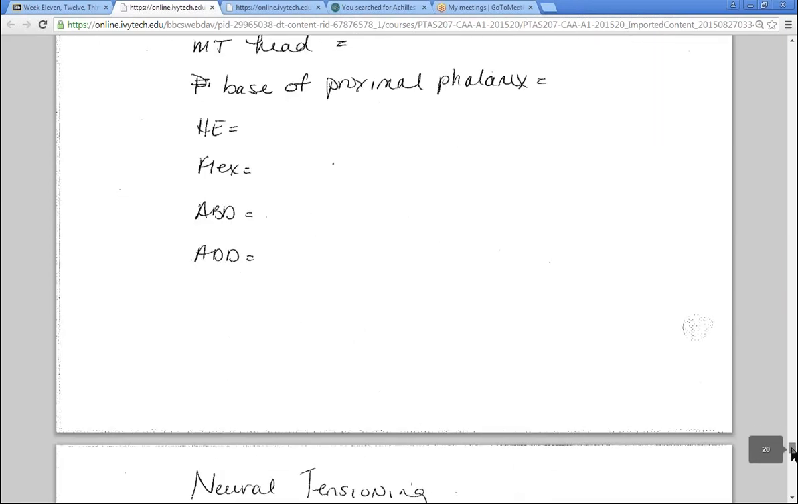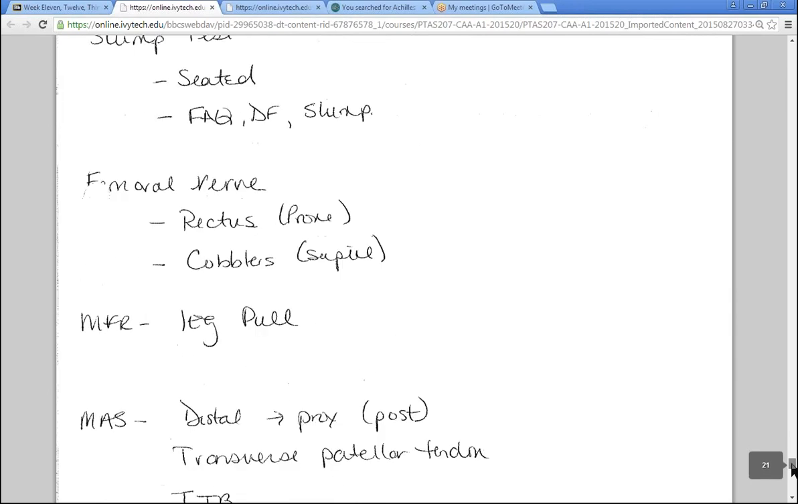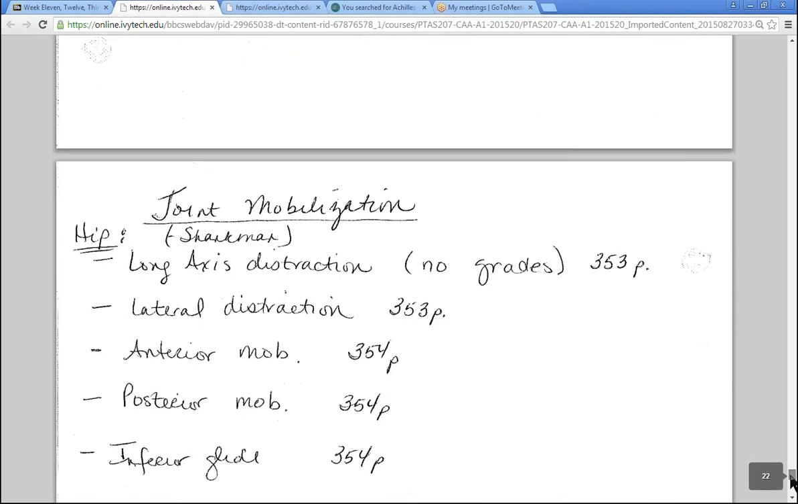Okay, that's the end of ankle foot diagnoses.